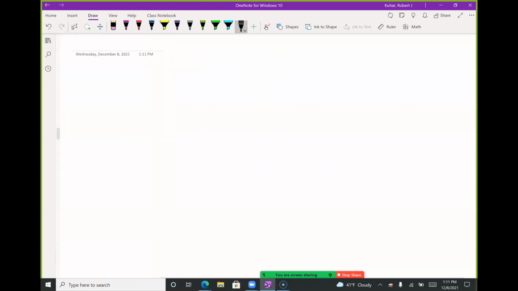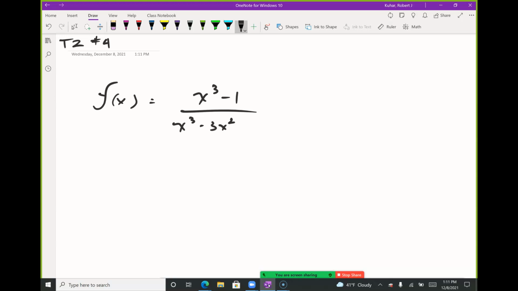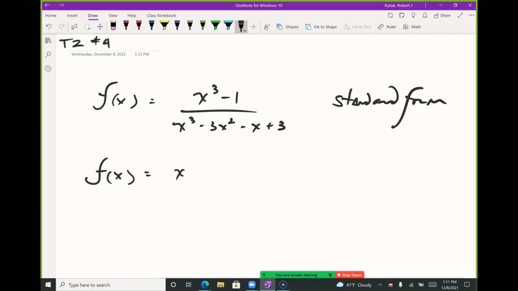So test 2, number 4. They've got the function f of x equals x cubed minus 1 over x cubed minus 3x squared minus x plus 3. And that's my standard form. And then I want to start factoring. So this one factors pretty easily. Of course, if you had trouble factoring it, you could use synthetic division, right?